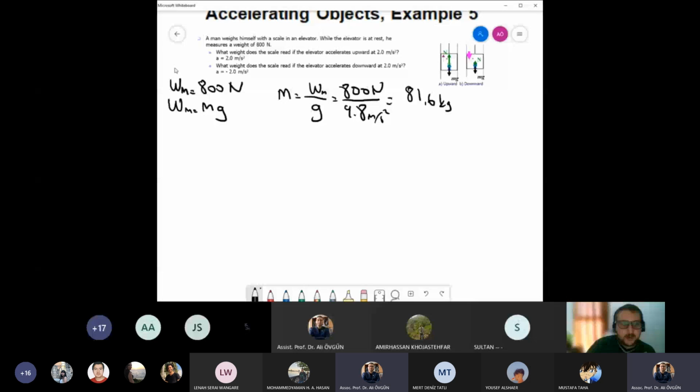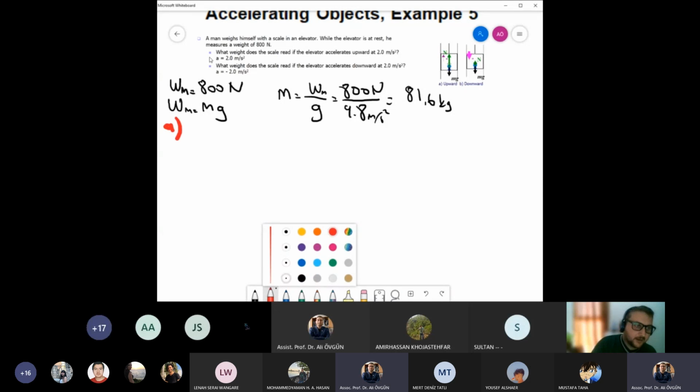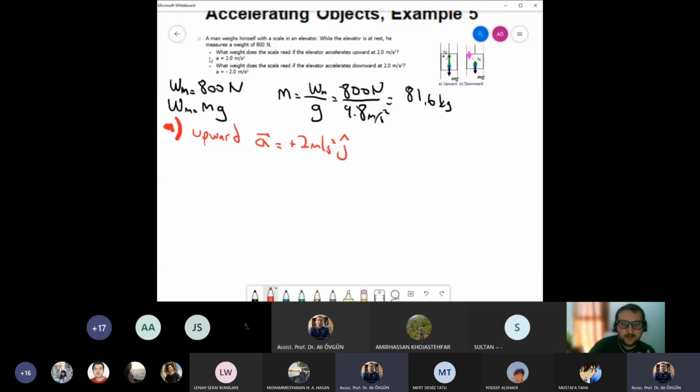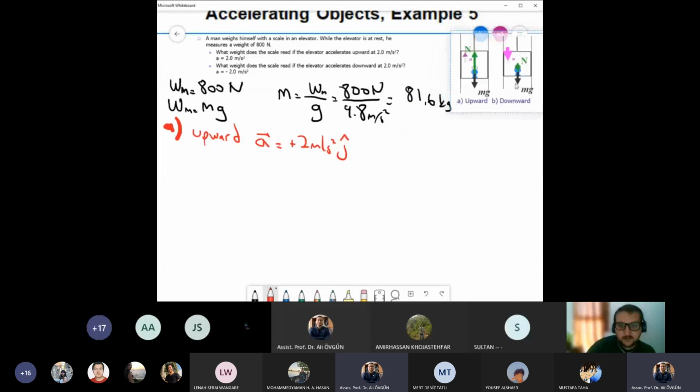Part A, they ask you to find what weight the scale reads if the elevator accelerates upward. So what happens if the elevator is accelerating upward? Upward means the acceleration is equal to plus 2 meter per second squared j hat. It means that it is moving upward, as you can see easily in the figure.